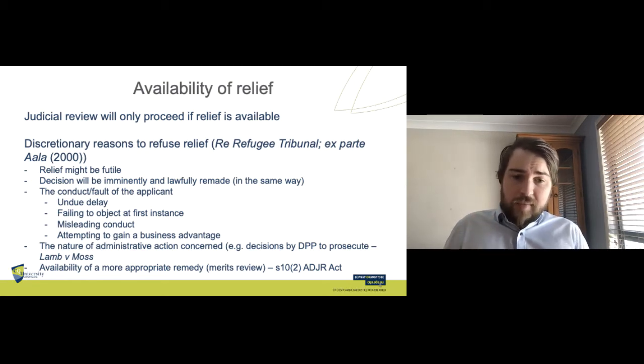The nature of the administrative action concerned might also make it difficult or give the court reason not to offer relief.